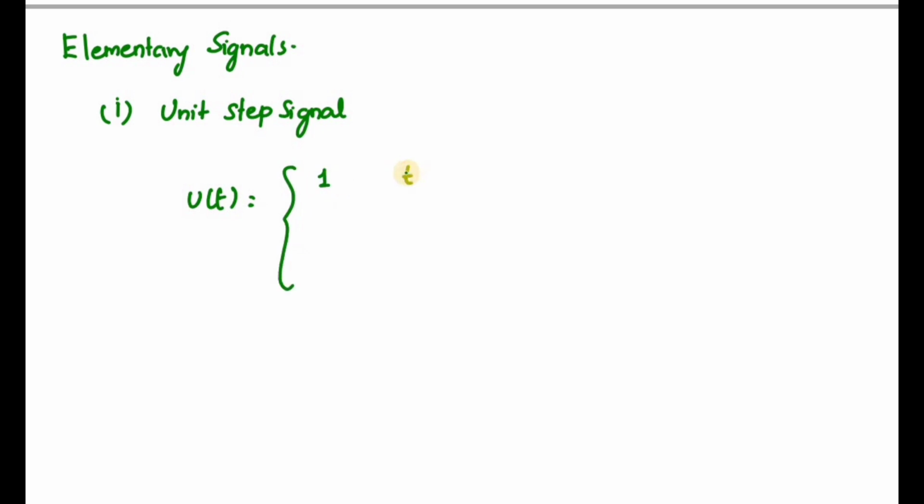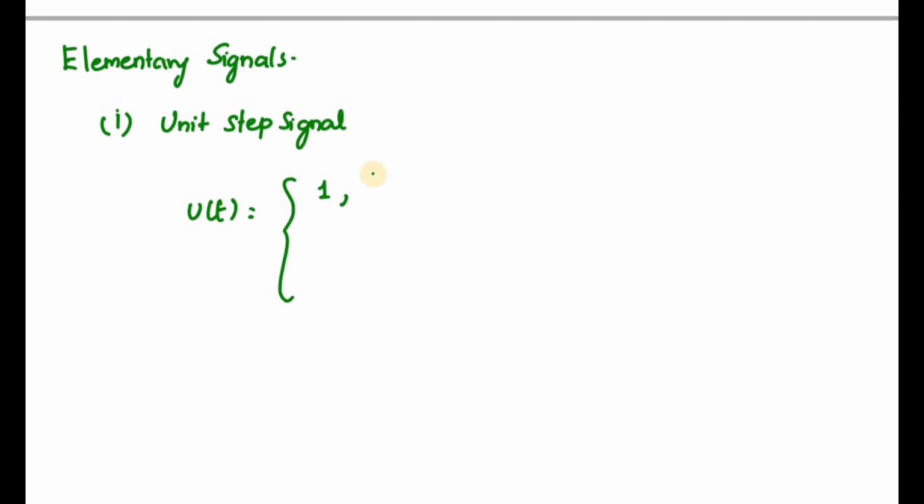Here u of t is equal to 1 for t greater than or equal to 0. For the rest of the values, it must be 0, so I can write it as 0 otherwise. We can see a person who is applying a brake for certain times. The starting point is the starting time.